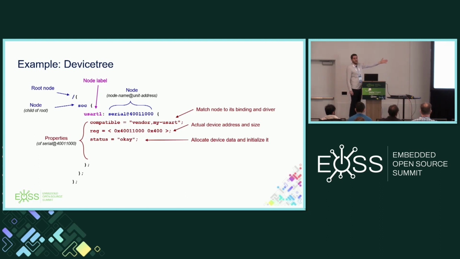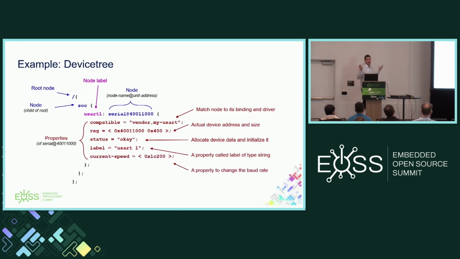Status okay means that I'm going to allocate the memory for this one. And the label was used a lot, but nowadays it is rarely used. The label is called useart1. Just not to be confused with the node label. This is something different from the node label. When we talk about the label, we usually reference the node label, not the property called label. And there can be any other custom properties, like current speed, for example.